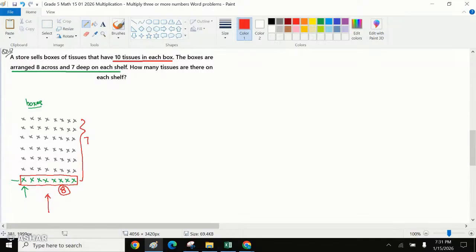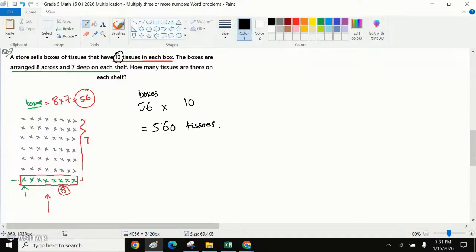So can we find the total number of boxes? That would be 8 multiplied by 7, right? 8 multiplied by 7 would be 56 boxes over there. And each box has how many tissues in it? There were 56 boxes multiplied by 10 tissues per box. That means 560 tissues are there on each shelf.